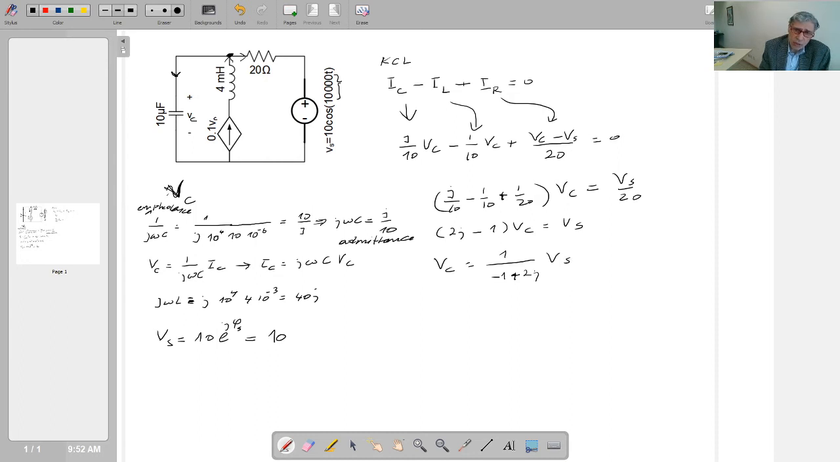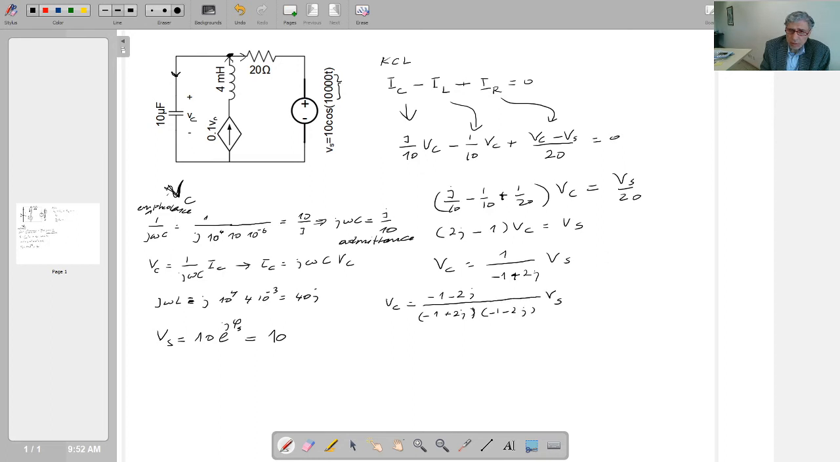So if you move that complex number upwards, that means to the numerator, we're going to multiply this by the complex conjugate of this number. So let's do it in Vc: minus 1 minus 2j over minus 1 plus 2j, multiplied by the complex conjugate of this, minus 1 minus 2j.